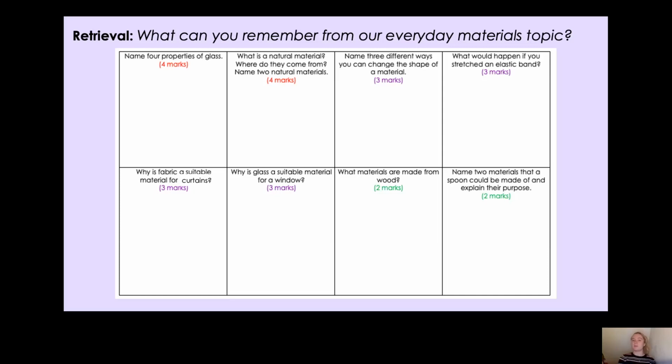What would happen if you stretched an elastic band? Why is fabric a suitable material for curtains? So it's 3 marks, so try and give me 3 reasons if you can. Why is glass a suitable material for a window? Again, 3 marks, try and give me 3 reasons. What materials are made from wood? So 2 marks, give me 2 materials that are made from wood. And then name 2 materials that a spoon can be made of and explain their purpose. So because you're naming 2 materials, it is 1 mark for each.